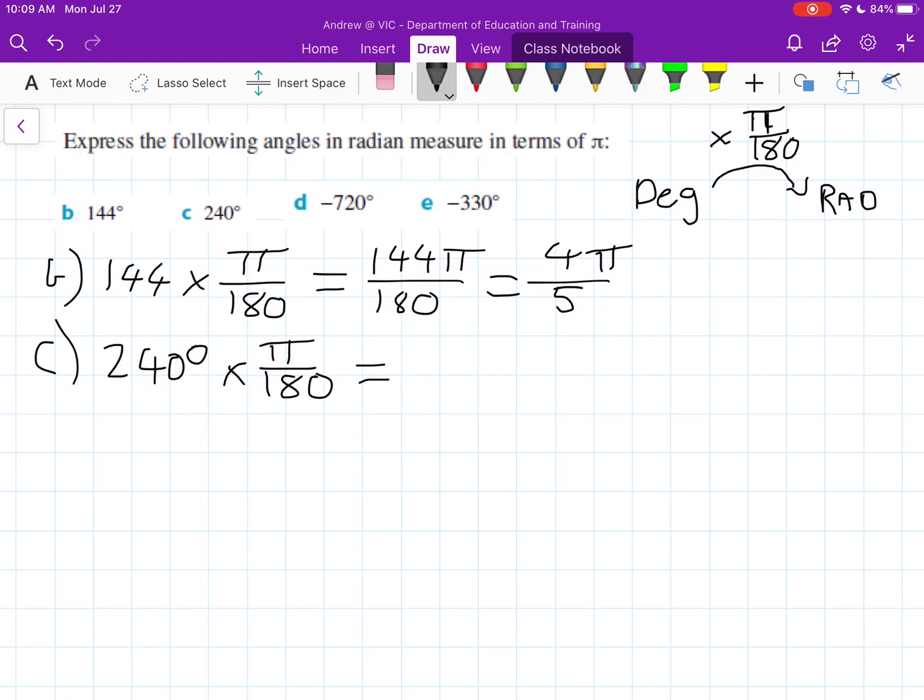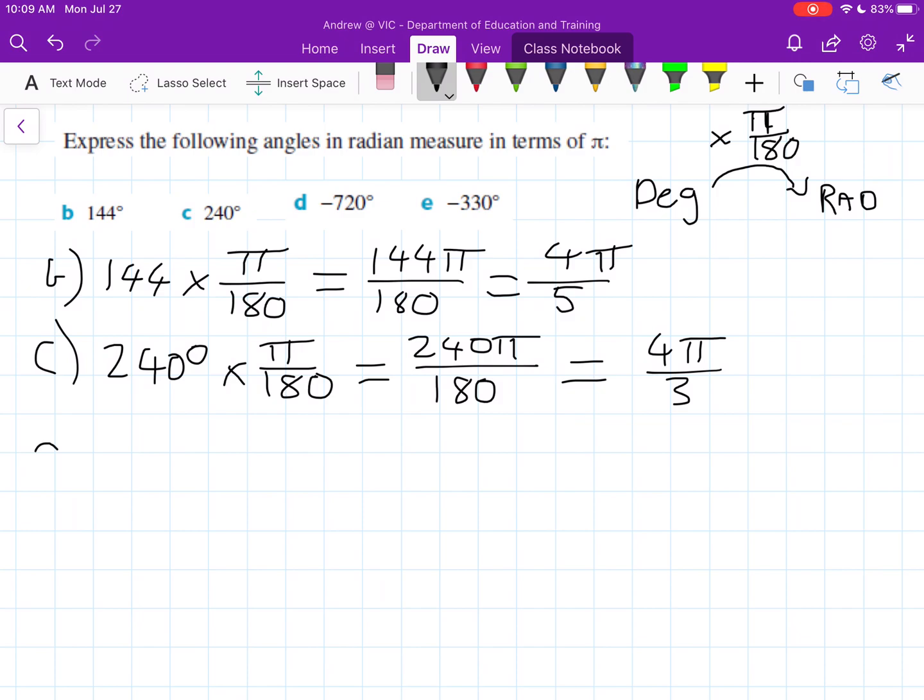Okay, so the next one here, we do the exact same thing. So it becomes 240 pi on 180. And you'll notice why I did this example. It's greater than 1 or greater than pi. So this one will simplify down to 4 pi on 3. We don't write 1 pi plus pi on 3, okay? So we write 4 pi on 3.